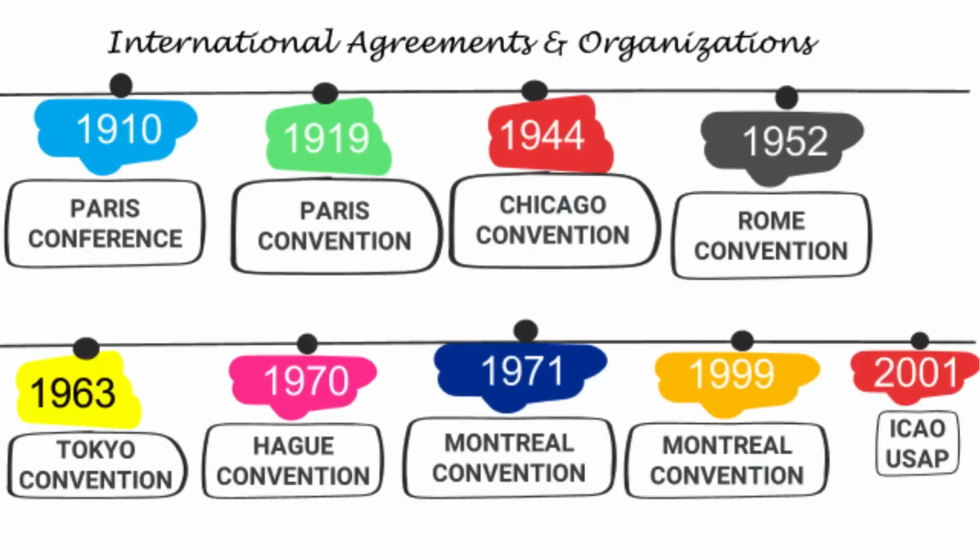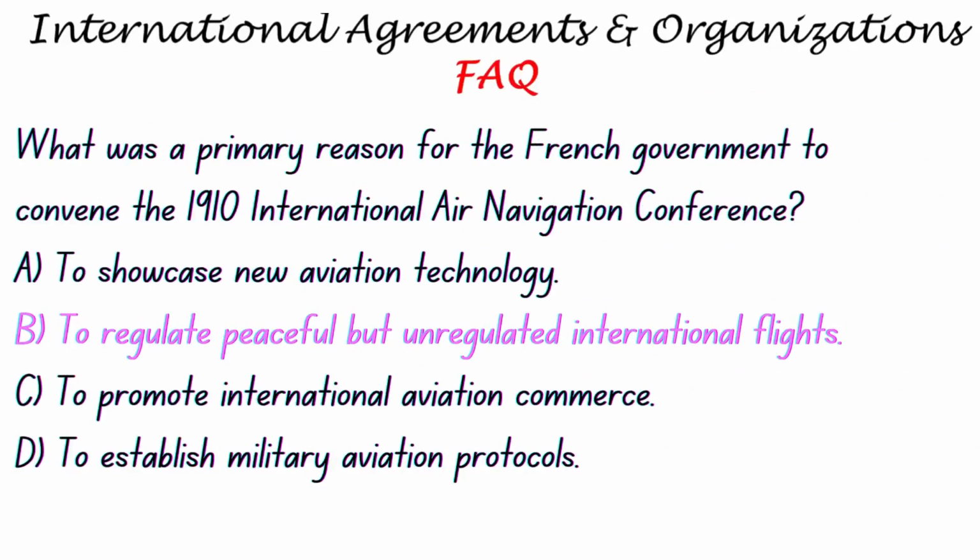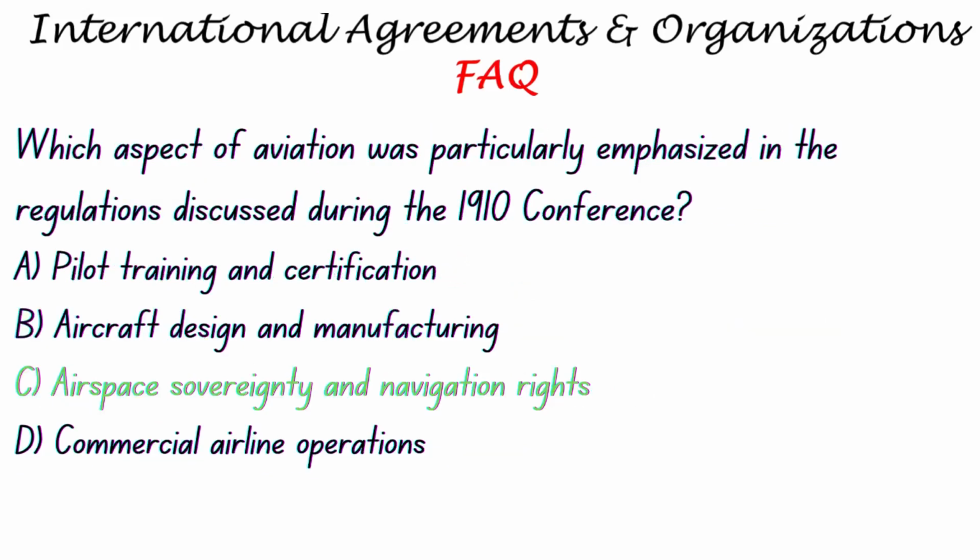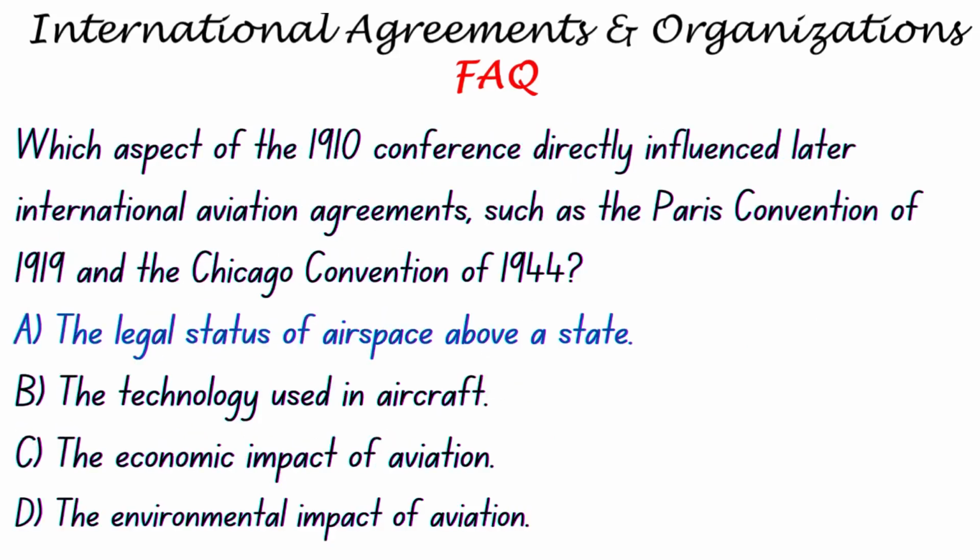Let's summarize the aviation laws. Primary reason for the French government to convene the 1910 International Air Navigation Conference: to regulate peaceful but unregulated international flights. Airspace sovereignty and navigation rights aspect of aviation was particularly emphasized in the regulations discussed during the 1910 conference. The legal status of airspace above a state aspect of the 1910 conference directly influenced later international aviation agreements, such as the Paris Convention of 1919 and the Chicago Convention of 1944.